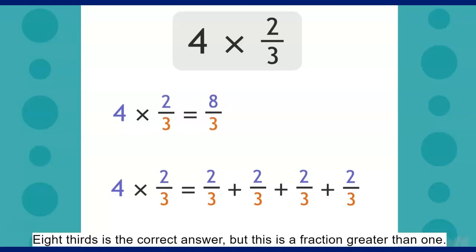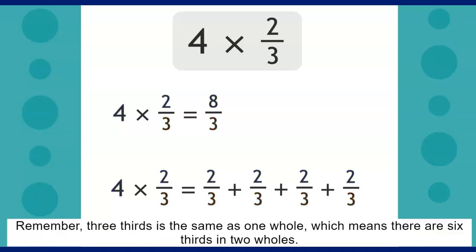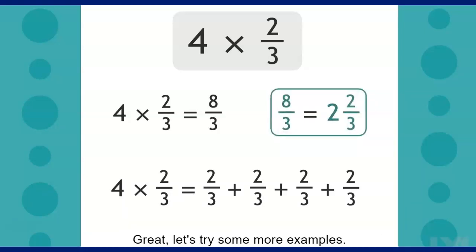8/3 is the correct answer, but this is a fraction greater than 1. Let's change this fraction into a mixed number for our final answer. Remember, 3/3 is the same as 1 whole, which means there are 6/3 in 2 wholes. So 8/3 as a mixed number is 2 and 2/3. Great! Let's try some more examples.